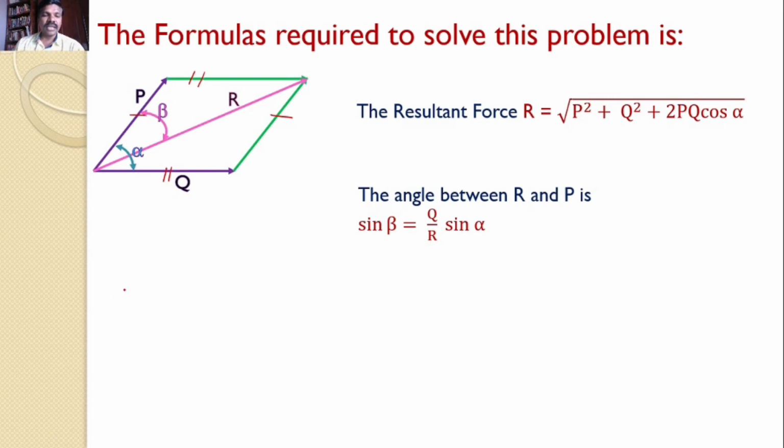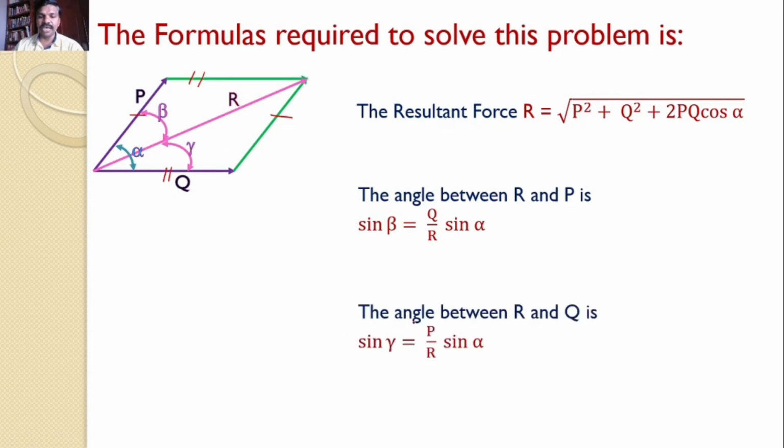Similarly, let the angle between the resultant force and the force Q be gamma. And this gamma is given by sin gamma is equal to P by R into sin alpha.